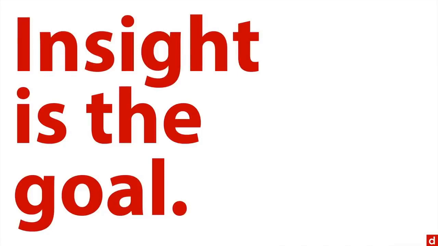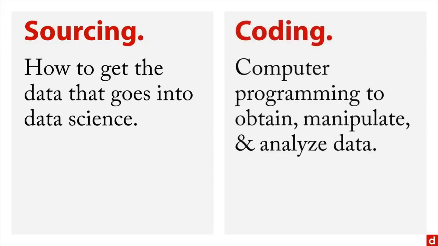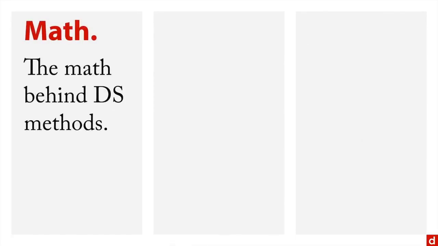And so we want to focus primarily on insight and the tools and the tech as they serve to further that goal. Now, there's a few general categories we're going to talk about, again, with an overview for each of these. The first one is sourcing or data sourcing, and that is how to get the data that goes into data science, the raw materials that you need. The second is coding. That again is computer programming that can be used to obtain and manipulate and analyze the data. After that, a tiny bit of math, and that is the mathematics behind data science methods that really form the foundations of the procedures.